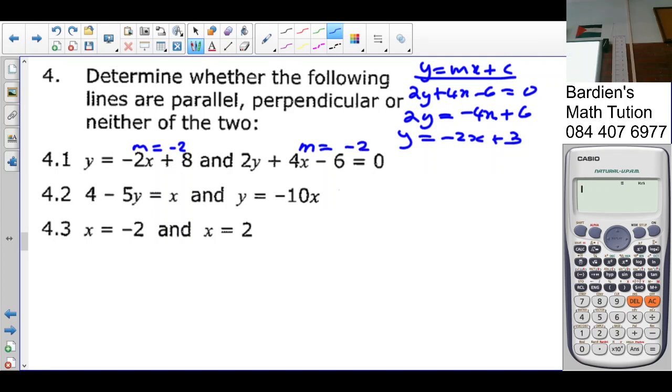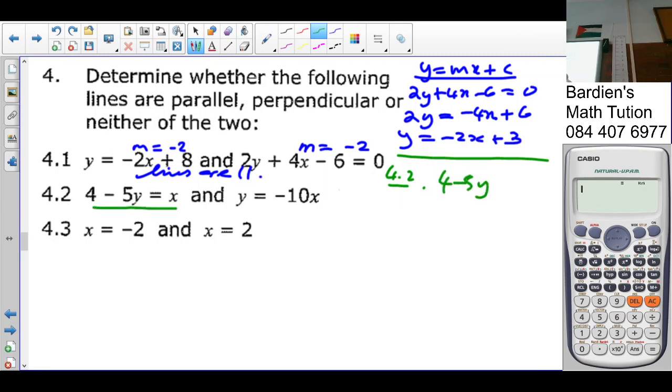So what can we say about 4.1? The lines are? Parallel, because the gradients are equal. Do you understand, people? Let's go with 4.2. Is this in standard form? No. So 4 minus 5y equals x. Take the 4 over. You must make y the subject of the formula. So it's x minus 4, divided by negative 5. So it's negative 1 over 5 x plus 4 over 5. So what's the gradient of this line?